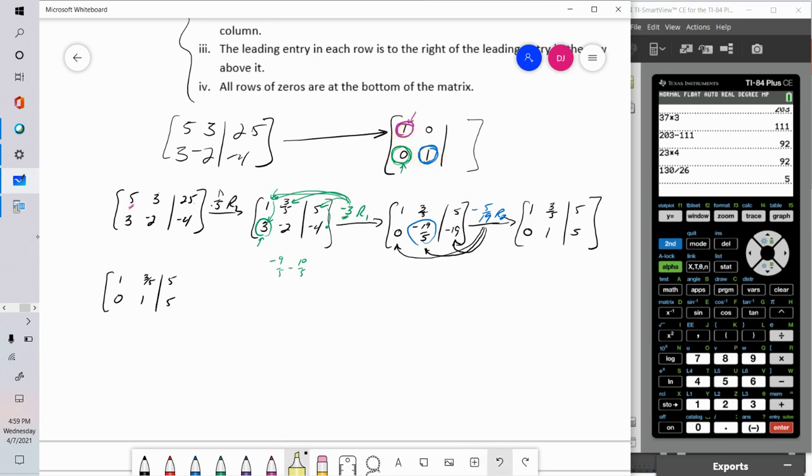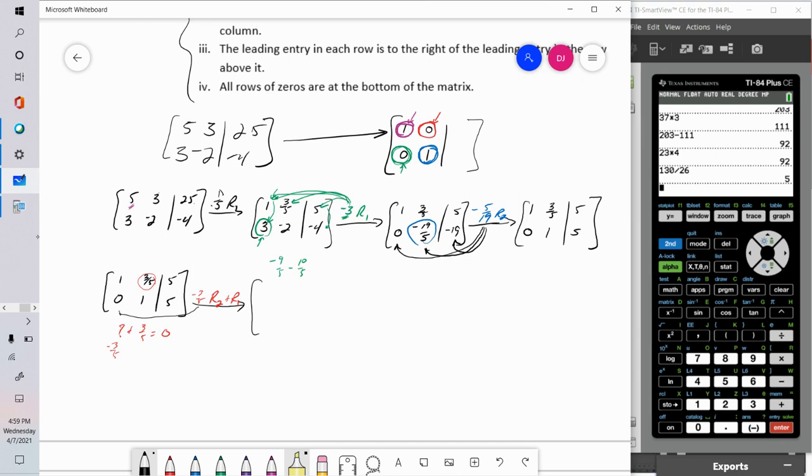All that's left now is to get this entry to be a 0. Notice we have 3/5 there. What is it that I need to add to 3/5 in order to get 0? I would have to add negative 3/5. So I'm going to multiply row 2, that's the row with the 1 in it, by negative 3/5 and add that to row 1.